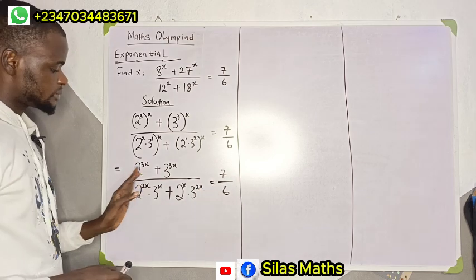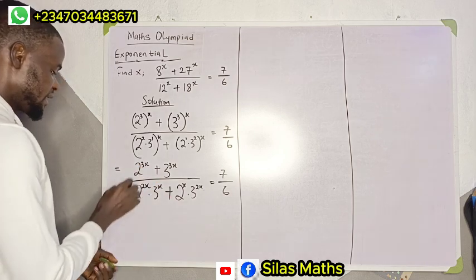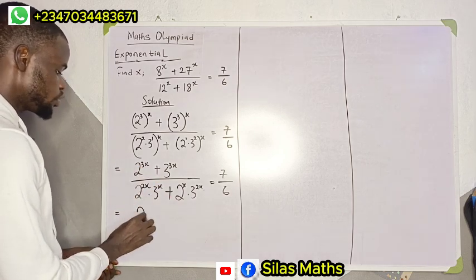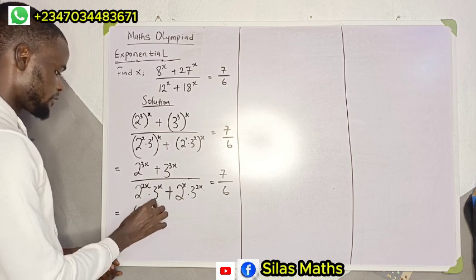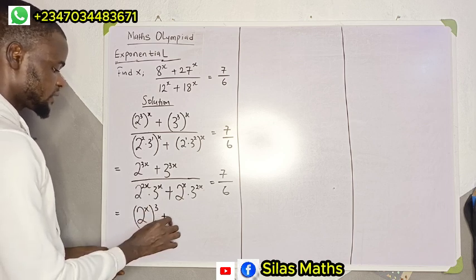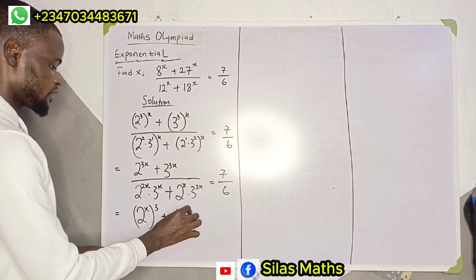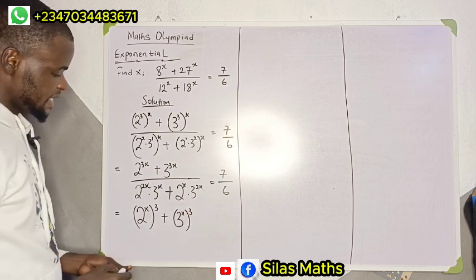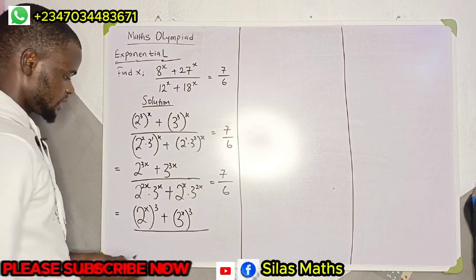Now we're going to do something over here. For this, I can write this expression by saying that this is the same thing as 2 to the power of x, all to the power of 3. This one over here is going to be the same thing as 3 to the power of x, all to the power of 3. Yes, that is it. So if that is the case, I can say also equal to this.